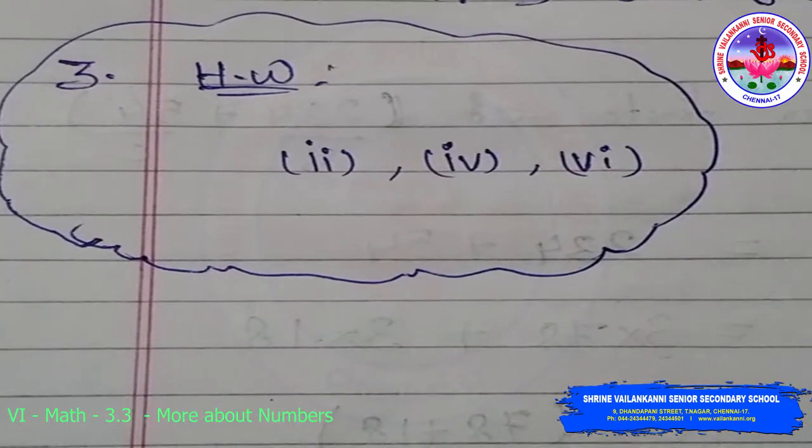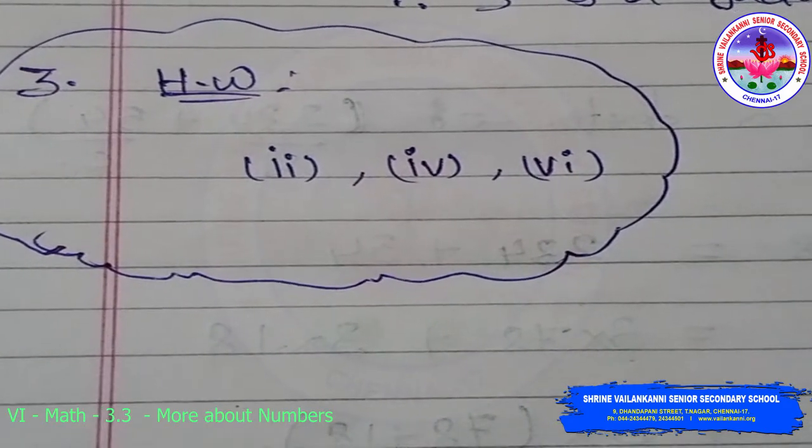Third question, homework sums: second Roman, fourth Roman and sixth Roman. These are the homework sums.